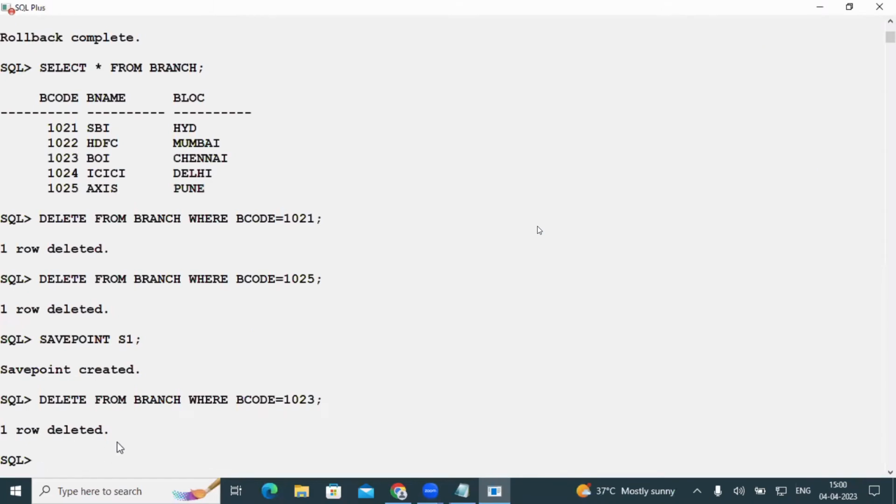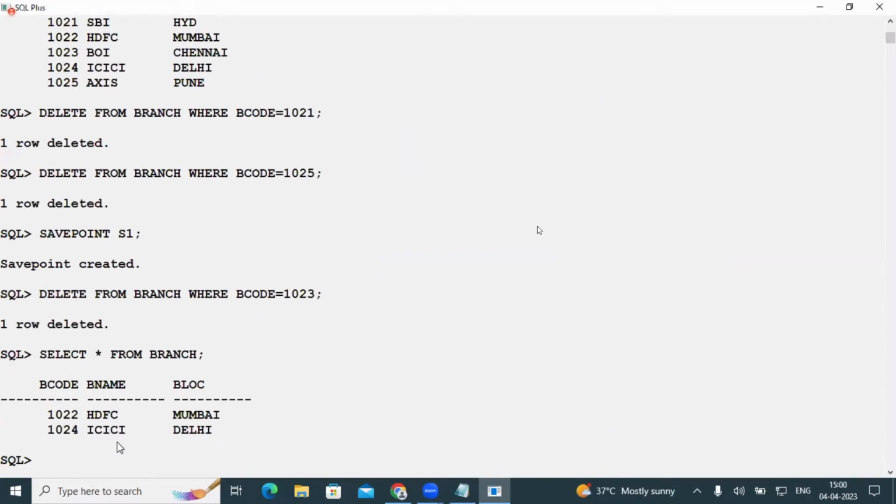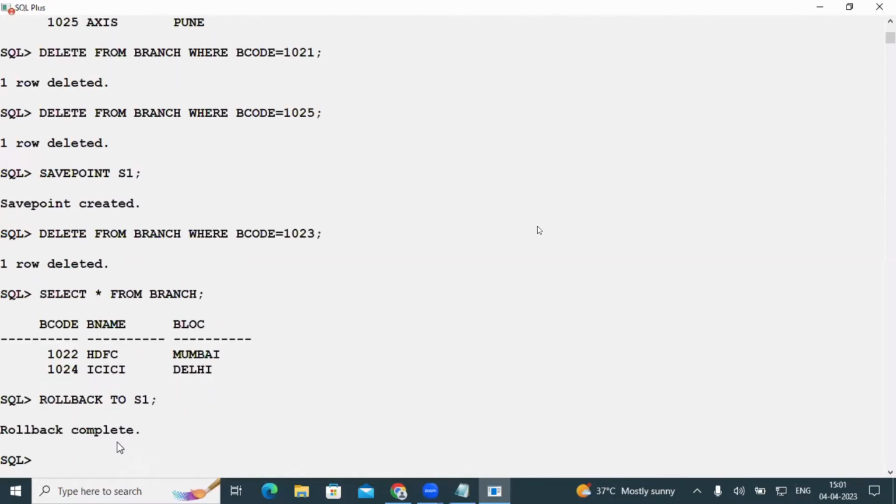Now carefully observe. Come to your table. How many rows are in my table now? Only two: 2023, 2024. And which one do you want? 1023. Where is 1023? In the S1 pointer. Then you have to call rollback to S1. So what happened? You can see, rollback completed.